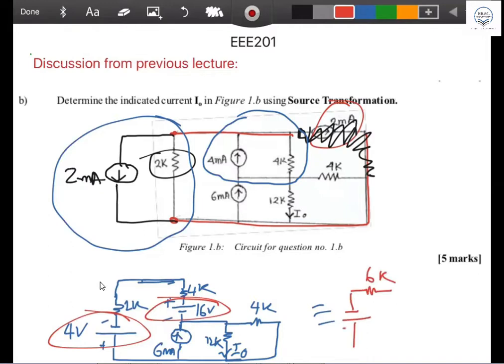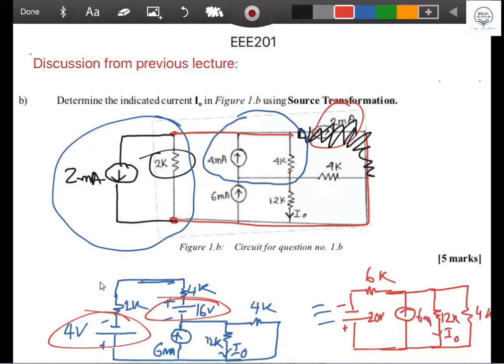Okay, and this is the two terminal coming here. Try to get it. This is important. This is 1, and this is the 6, and this is your 4K. This is 4K, this is your 12K, this is your I naught, this is your 6 milliampere. Okay, and this is the thing.